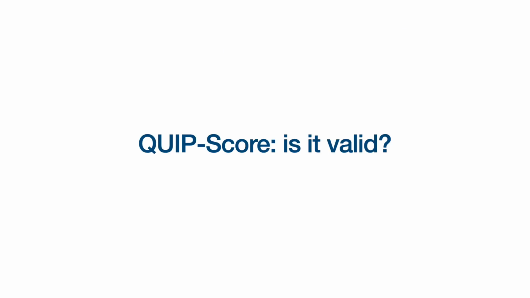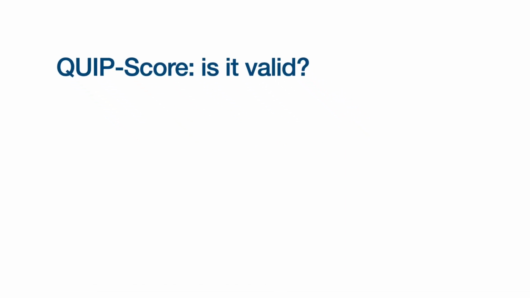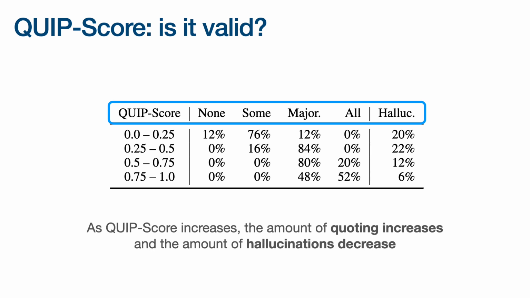Now, it's natural to wonder if an n-gram metric like this can really capture grounding. We build on a history of similar metrics like ROUGE and BLEU, but we also conduct a small human study to validate our metric. We bin 200 generations, in this case results on the Natural Questions dataset, by their QUIP-Score. We note how much of an answer appears to be a quote, ranging from none to all, and whether the answer appears to be a hallucination. As you can see, a higher QUIP-Score is associated with more quotes and less hallucination.